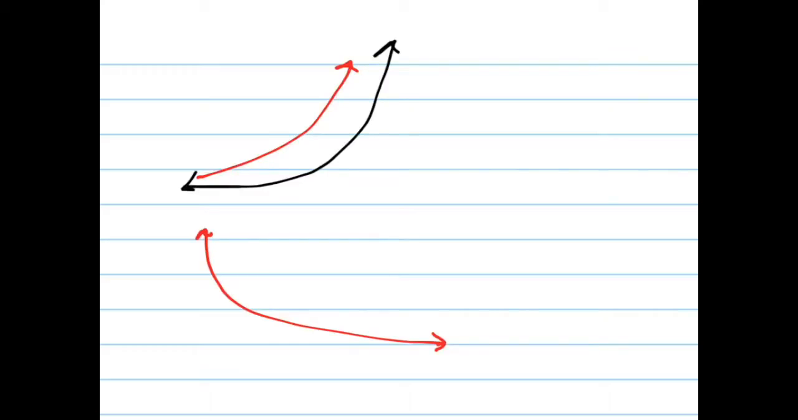So the format looks very similar. It's still y equals a times b to the x. The difference is that b is going to be between 0 and 1 instead of being greater than 1. That's how we'll identify it as decay.